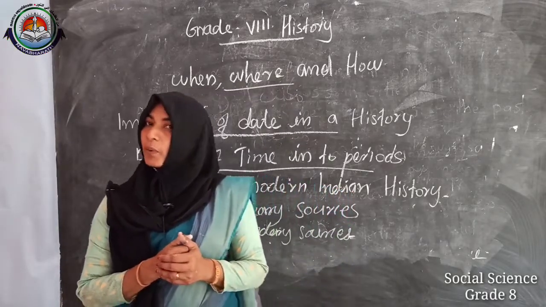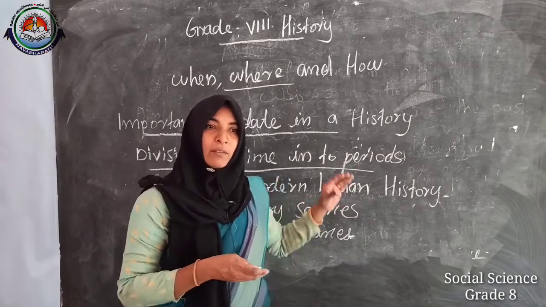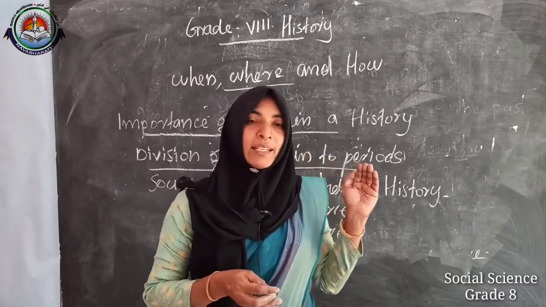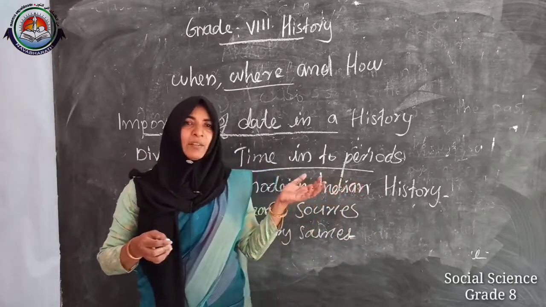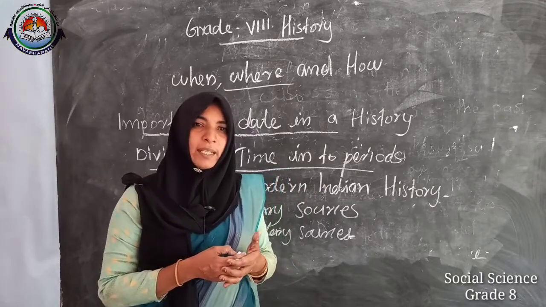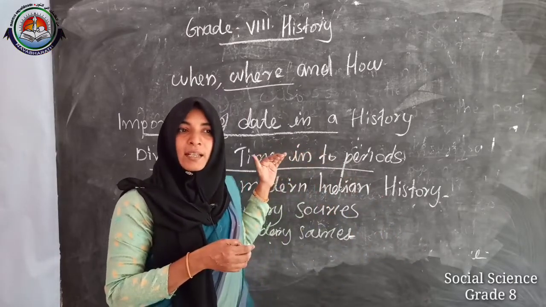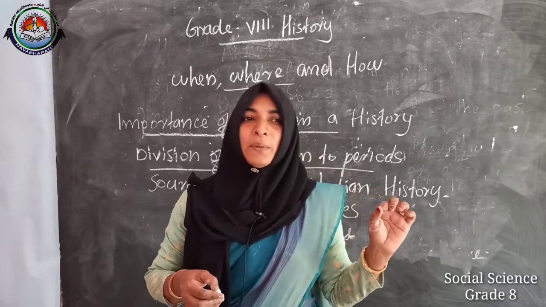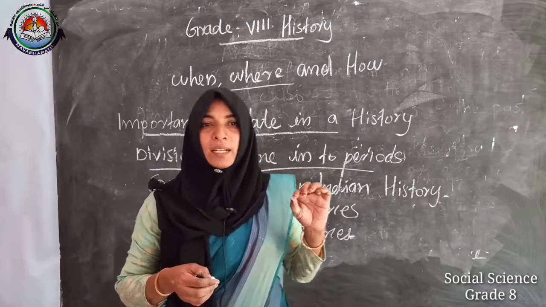There are three importances. First one, dates help us to know the events in order. If our historians didn't mention any date, we don't know in which period that happened. That is why when our historians note the dates, it is very easy to understand. They recognize the events which took place in a particular time.